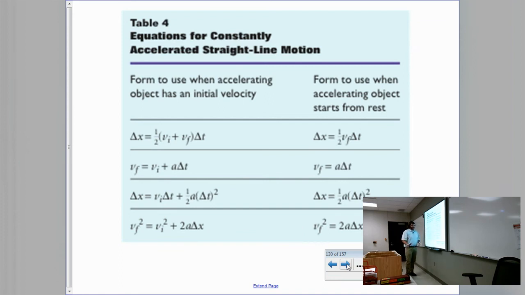We are going to practice using these equations a lot, so get used to them. Depending on what they give you in the problem, that determines which equation you're going to use. But they all are very, very useful, and we'll use them throughout the year.